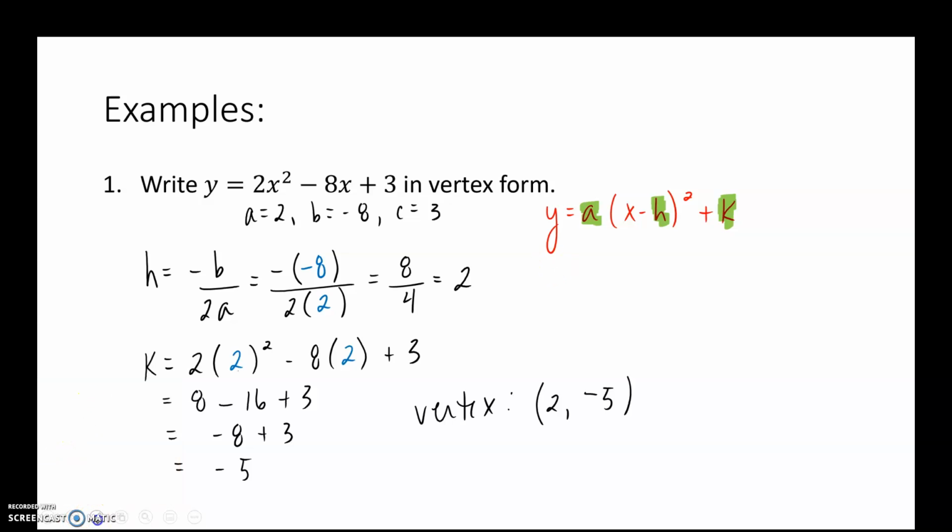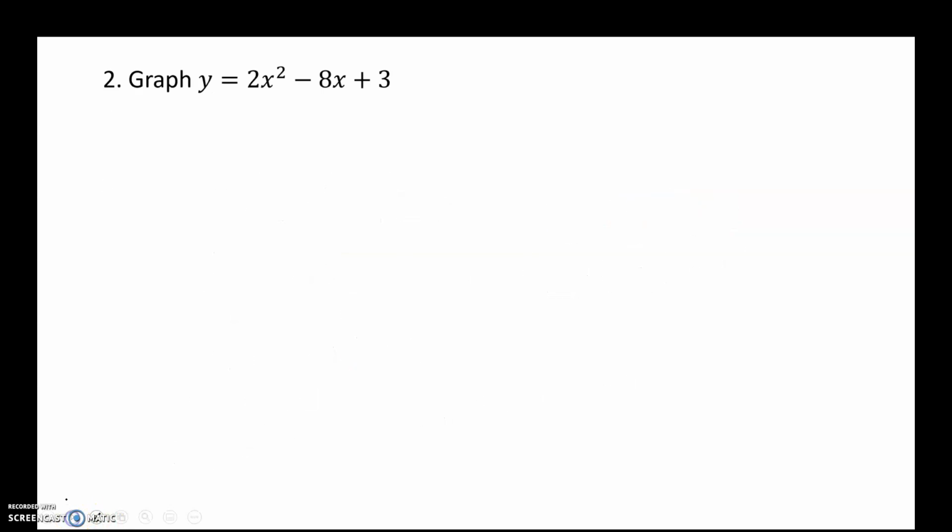So I have y equals, my value of a is 2. x minus the x-coordinate of my vertex, which is also 2. And then plus -5 would be -5. So I've just taken my standard form and I've written it in vertex form. Now this vertex form is going to be very helpful for graphing.